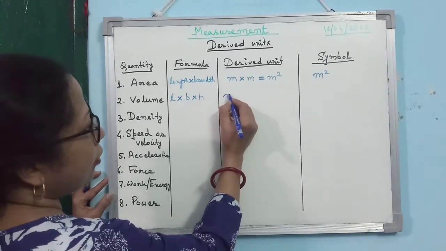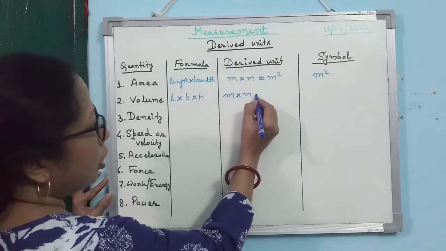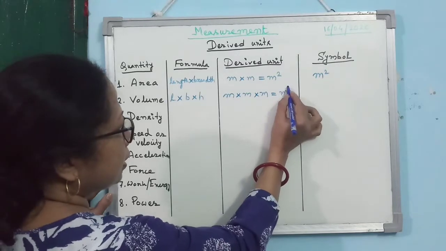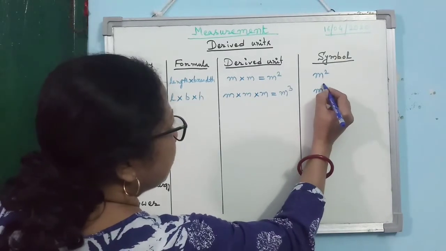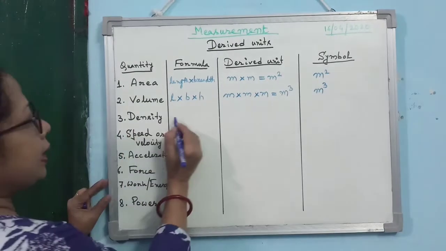So what will be the derived unit? Meter for length, meter for breadth, and meter for height also. So it comes to meter cube. So what is the symbol for volume? SI unit meter cube. Then density.